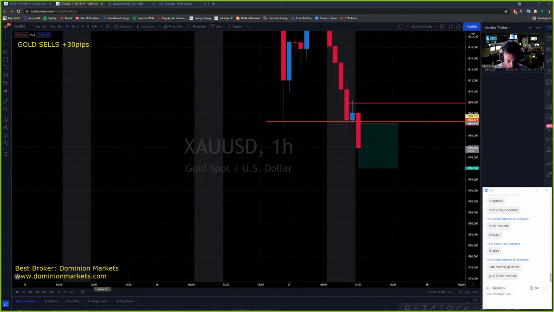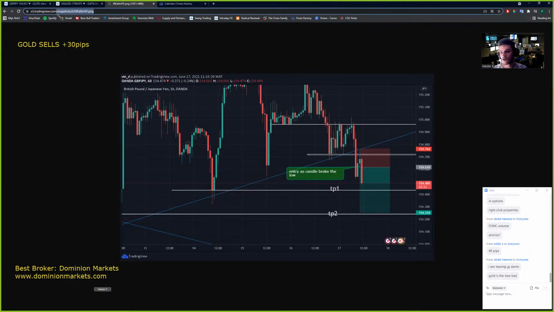I started with $30, now $100 plus. Thank you guys. Oh, nice. That's pretty cool. Just make sure risk is intact and it's all good. So let's take a look at this chart over here.